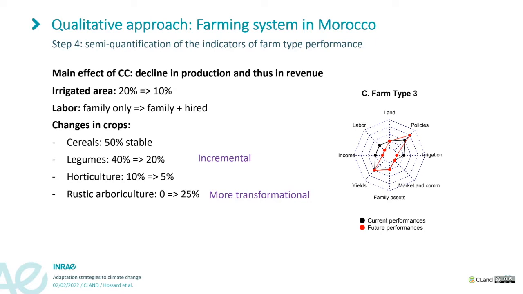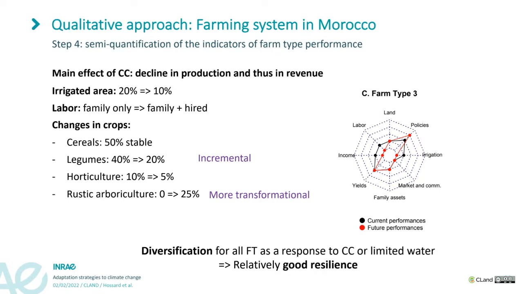So it means that for those stakeholders, even though climate change would have a very large impact, everything that will be done locally will buffer those impacts, and so these farms could challenge the effect of climate change. That's according to the stakeholders, and that was true for all farm types. So diversification was the option chosen for all, and the small changes in performances between current and future meant that there was a relatively good resilience. That was according to the people we were talking with.